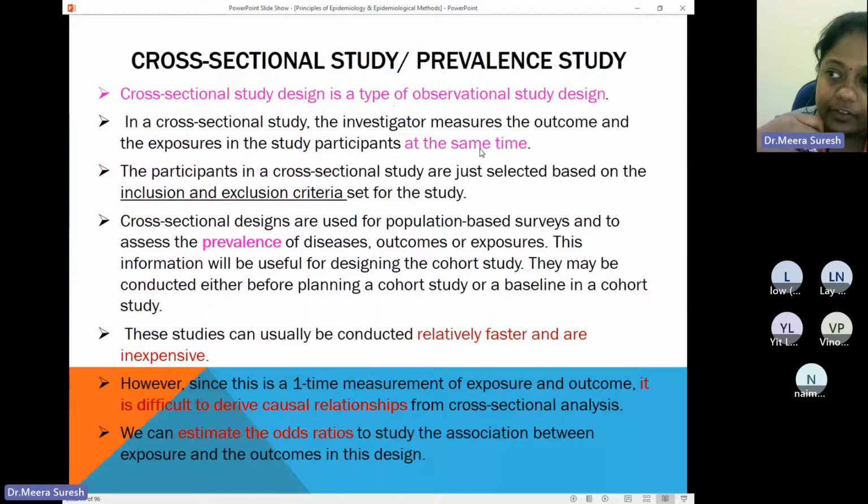I mean, there will be inclusion and exclusion, but that will be a kind of different one. So in cross-sectional, it will be a population-based survey, as I told you, and it will give us the prevalence of anything, the disease, outcome, exposure, or whatever we are studying. This will be useful for designing the cohort study. One of the studies that is coming up, we can understand the situation, and this will act as a baseline in a cohort study.